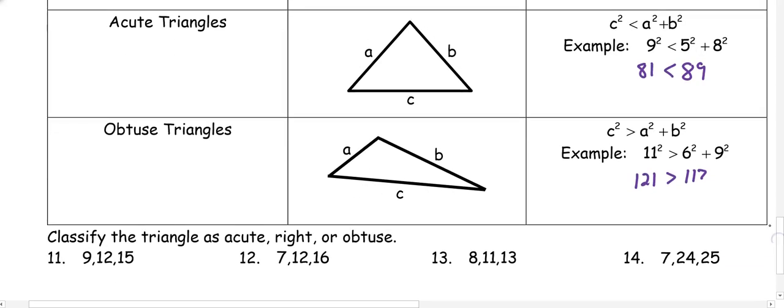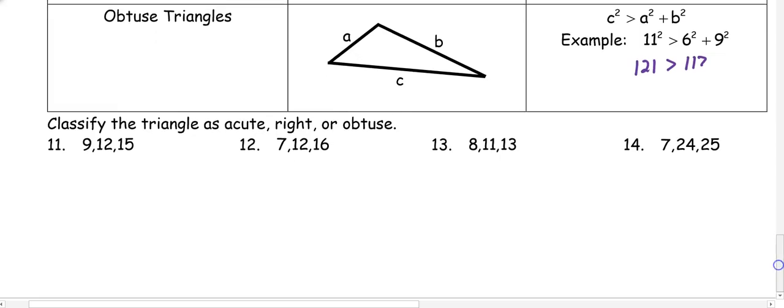An acute triangle means that the legs squared are going to be greater. In this case, 9 squared is 81, but when we squared and added the legs together, we got 89, which was the larger number, which means we had a less than sign. So anytime it's a less than sign, it's acute. And anytime it's a greater than sign in the middle, it's obtuse. So let's practice with a couple of triangles.